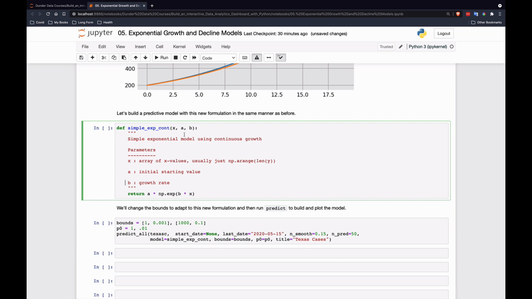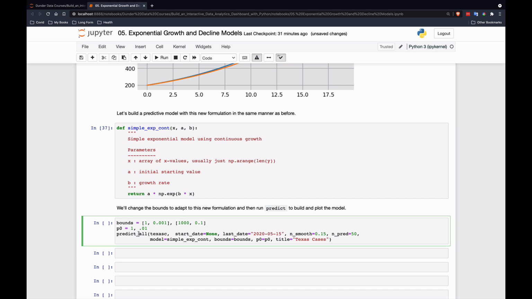So we can define a function that will be used to model our coronavirus cases. And like the simple exponential growth, we're going to have x as the first argument, and then all the parameters as the other ones. We have the same number of parameters here as the first formulation, just a and b. Then the body of the function will be slightly different. We're just going to use this NumPy exponential function, which uses the base of e and raises e to whatever power you pass to it. So here we have b times x.